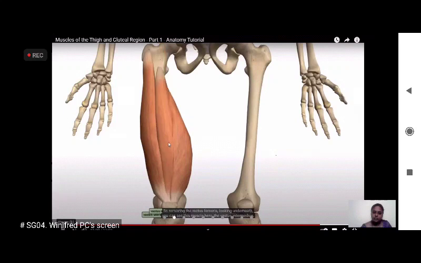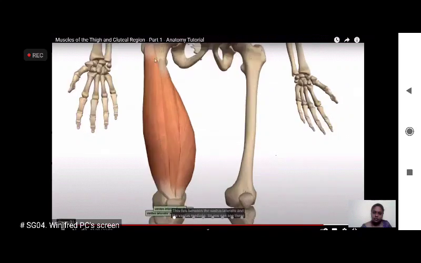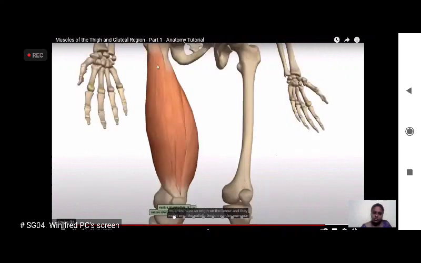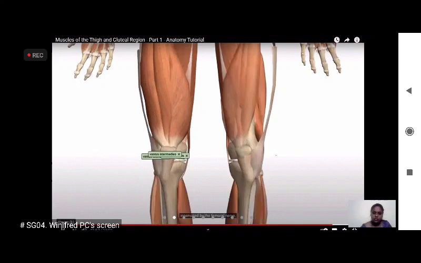So removing the rectus femoris, looking underneath, you can see this muscle here, the vastus intermedius. So this lies between the vastus lateralis and the vastus medialis. You can see these muscles have an origin on the femur, and they insert onto the patella via this common quadriceps tendon. So they act to extend the leg at the knee joint. The quadriceps are innervated by the femoral nerve.